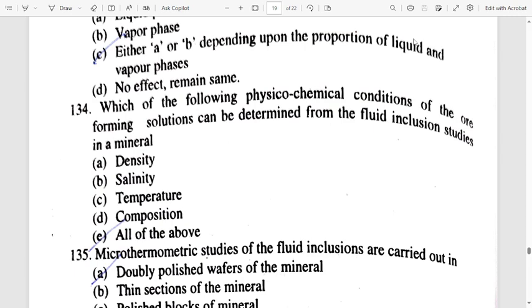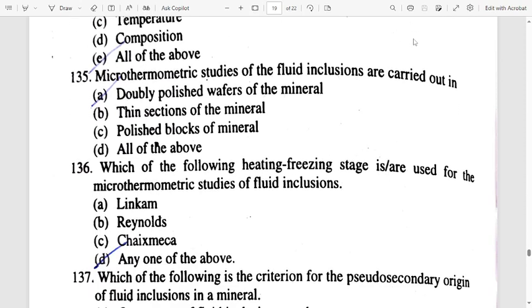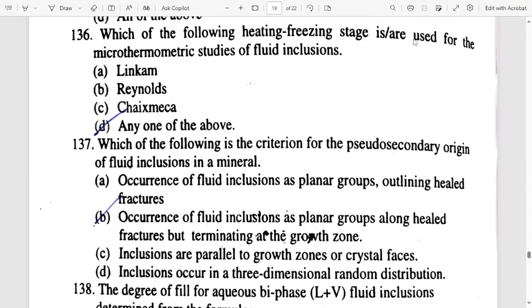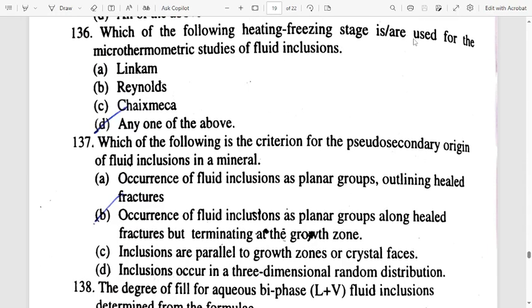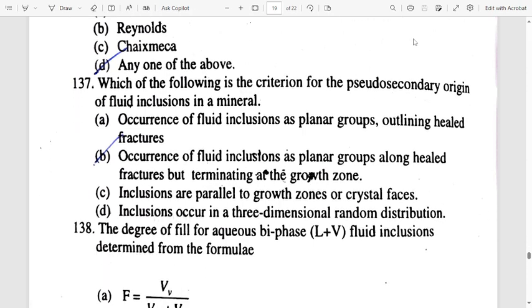Microthermometric studies of the fluid inclusions are carried out in doubly polished wafers of the mineral. Which of the following heating freezing stages are used for microthermometric studies of fluid inclusions? Linkam, Reynolds, Chaixmeca, Chaix-Meca, it's all of the above. Which of the following is the criterion for the pseudo-secondary origin of fluid inclusions in a mineral? Occurrences of fluid inclusions as planar groups along healed fractures but terminating at the growth zone.